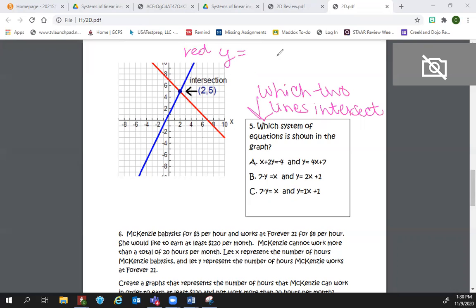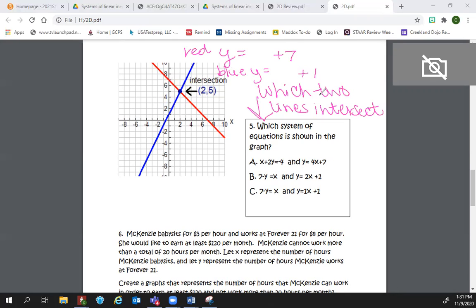So for red, what's the y-intercept? 7? Yeah, it looks like a 7. So for blue, what's my y-intercept? It looks like a 1, right? So positive 1. So what we don't know is what the slopes are.